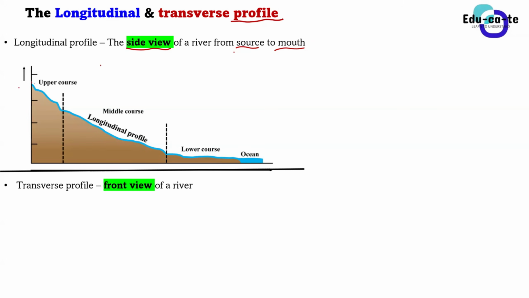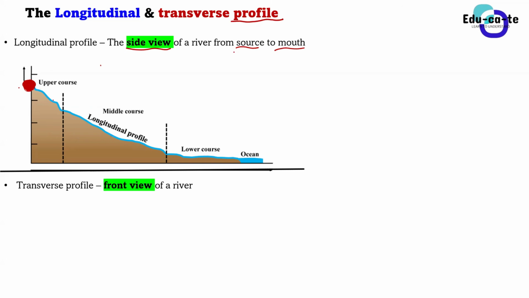So this is a longitudinal profile. The source of the river is found here at the higher lying area. This is where the river begins. That's the source of the river. It is a higher lying area, or a higher lying ground. Okay, so now what happens?